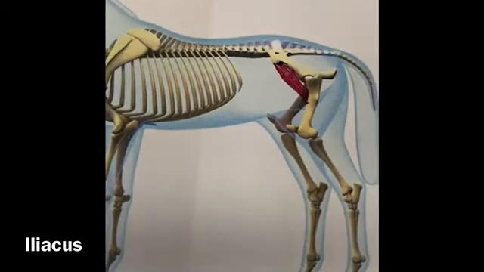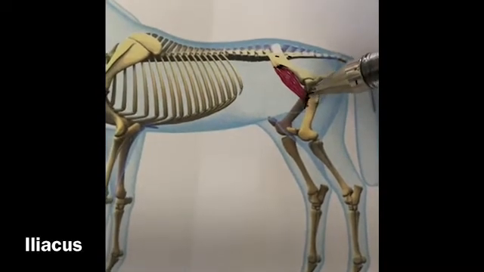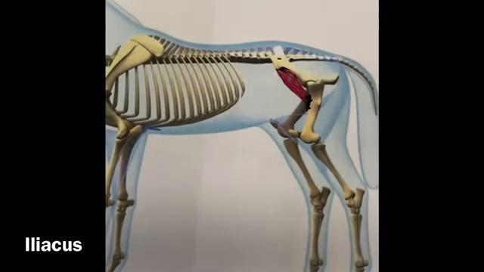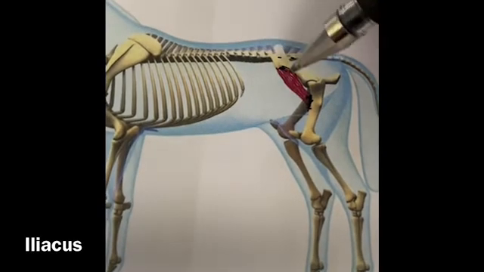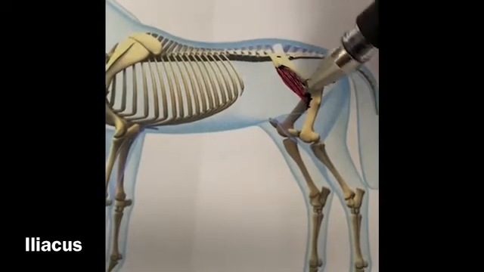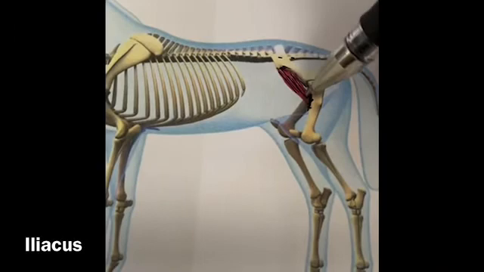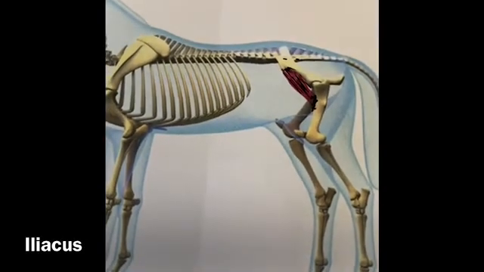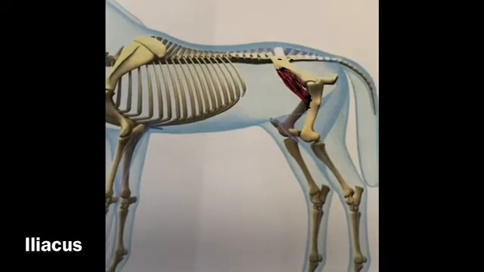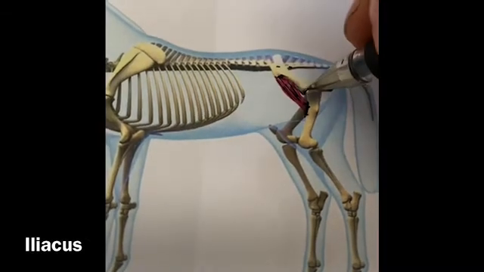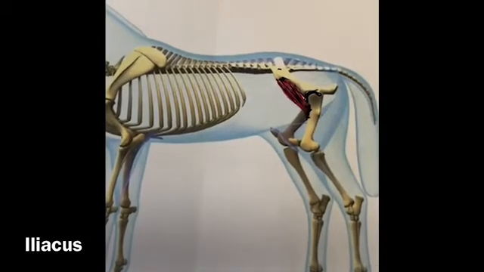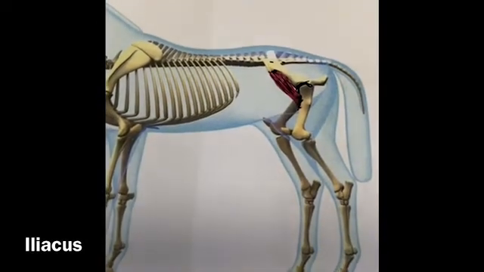And it inserts on the medial edge of the femur, so the inner edge of the femur, and the psoas major tendon. And it sits on the medial aspect of this bone, so right inside the pelvis. And its function is to flex the hip joint, this is our hip joint here, and rotate it laterally. And that's the iliacus muscle.